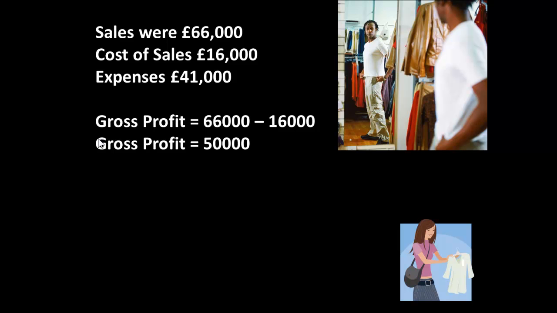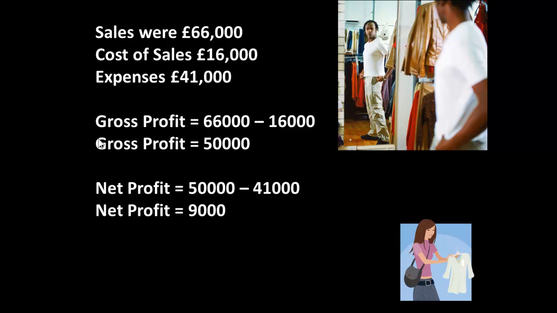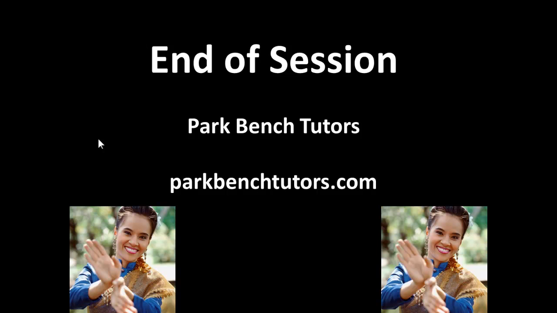So the gross profit, I'm going to take the cost of sales from the sales, which is 66,000 minus 16,000, that's 50,000. And for the net profit, I'm going to take the expenses from the gross profit. So 50,000 minus 41,000 is equal to 9,000. The business has made a net profit of 9,000.